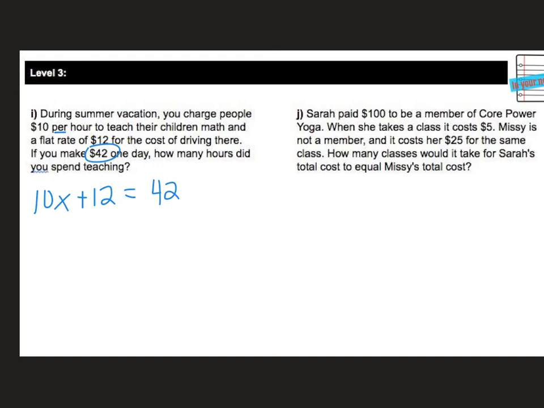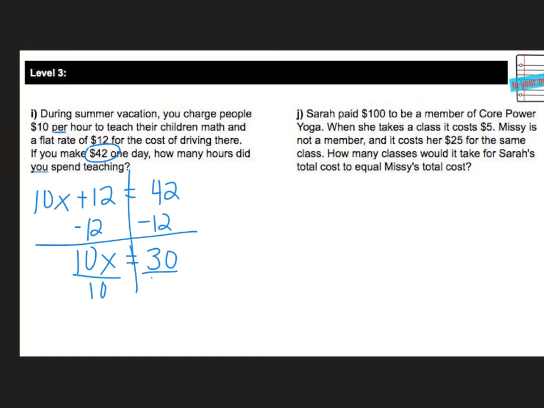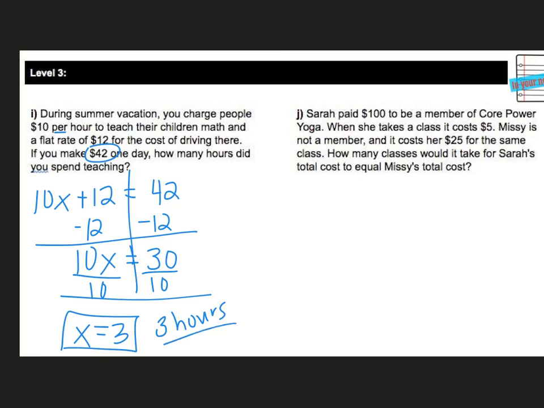Alrighty, now we've got to solve. So to solve for x, let's go ahead and subtract 12, leaving me with 10x equals 42 take away 12 is 30. To get rid of times 10, let's divide by 10, leaving me with x equals 3. So, how many hours did you spend teaching? 3 hours would make $42 for this problem here.